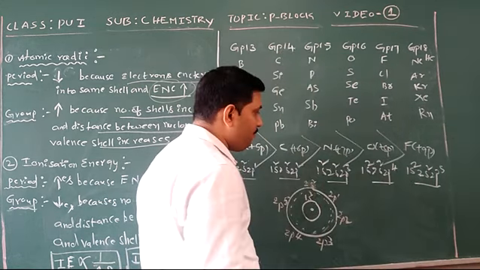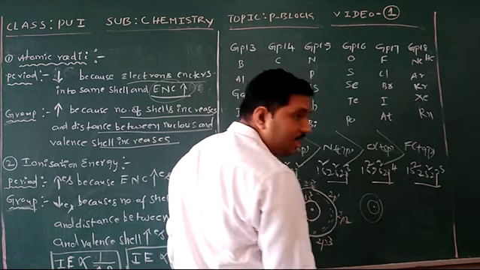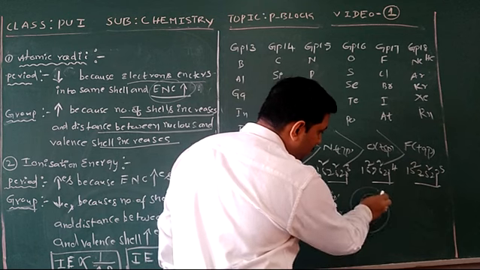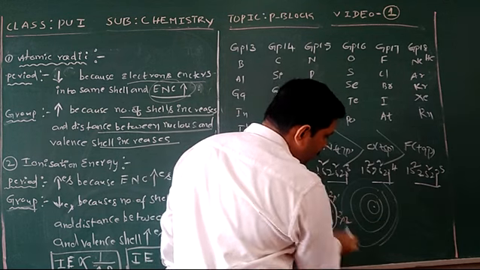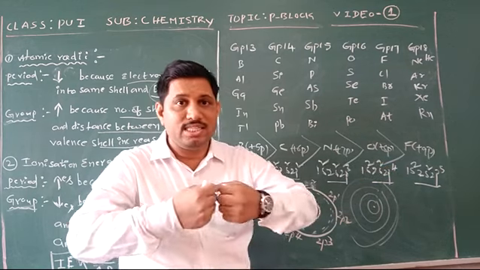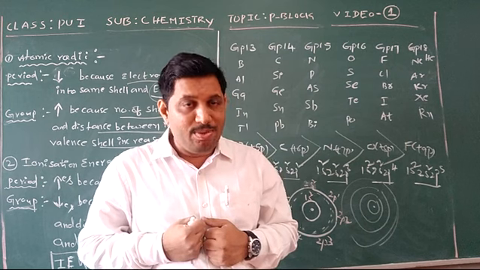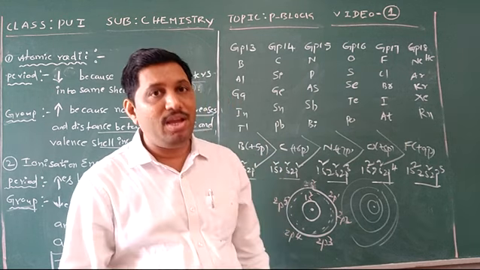Let us consider, student, in the case of boron, 2 shells are present. In the case of aluminum, 3 shells are present. In the case of gallium, 4 shells are present. What happens, student? As the number of shells increases, the distance between the nucleus and the valence shell increases, and the atomic radius will increase.